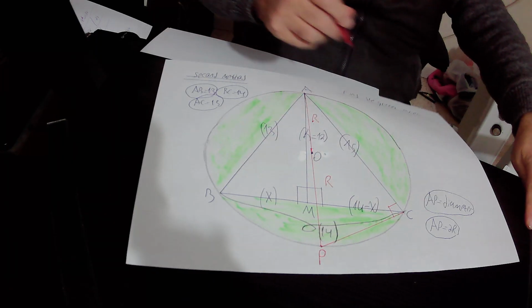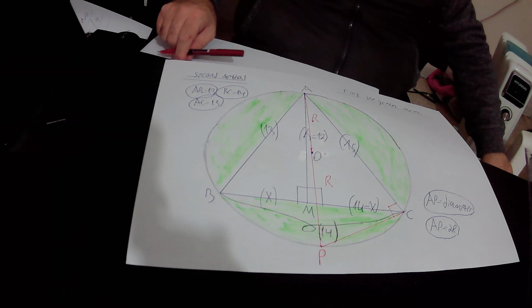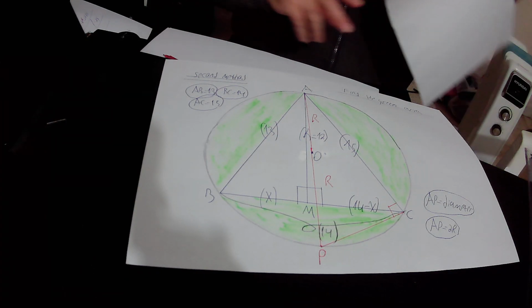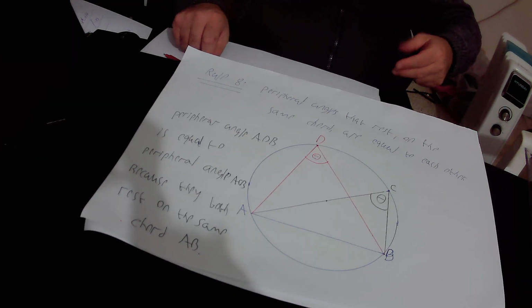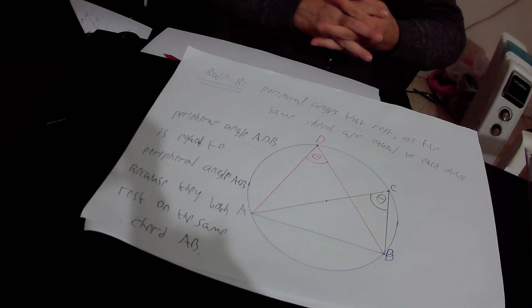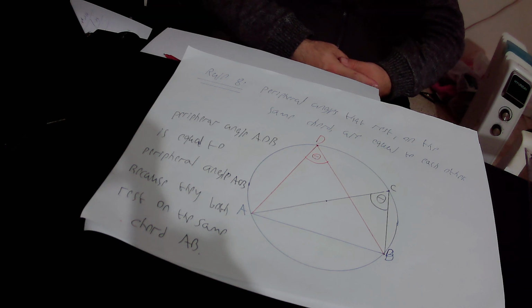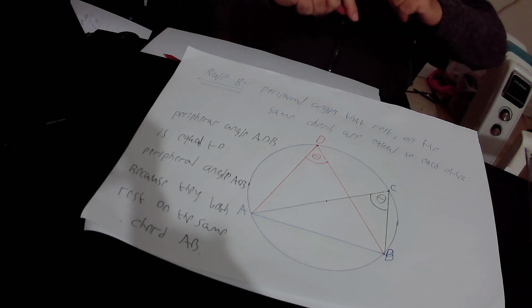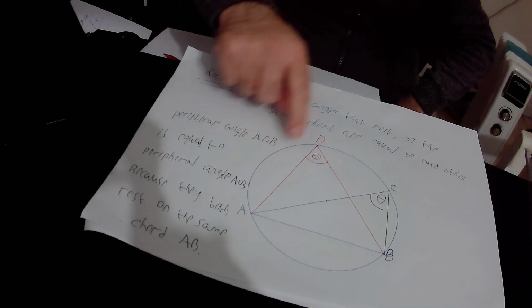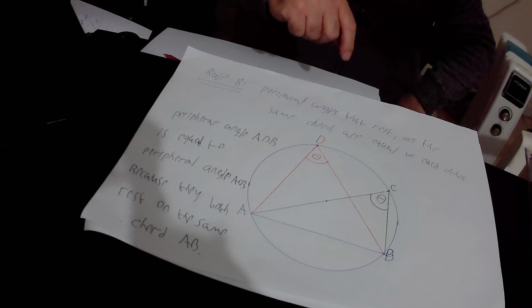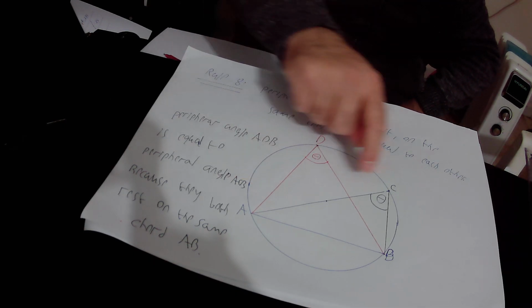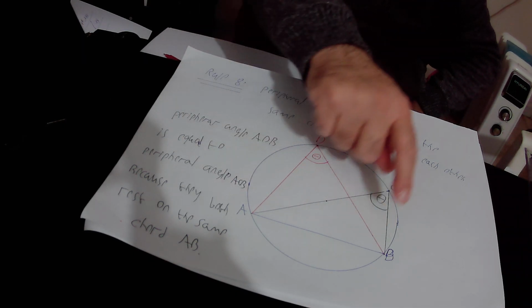In the next step, I will present to you rule number 8 and implement rule number 8 in our drawing. According to rule number 8, peripheral angles that rest on the same chord are equal to each other. Here we have two peripheral angles. We have peripheral angle ADB that rests on the chord AB, and we have another peripheral angle ACB that rests on the same chord AB.